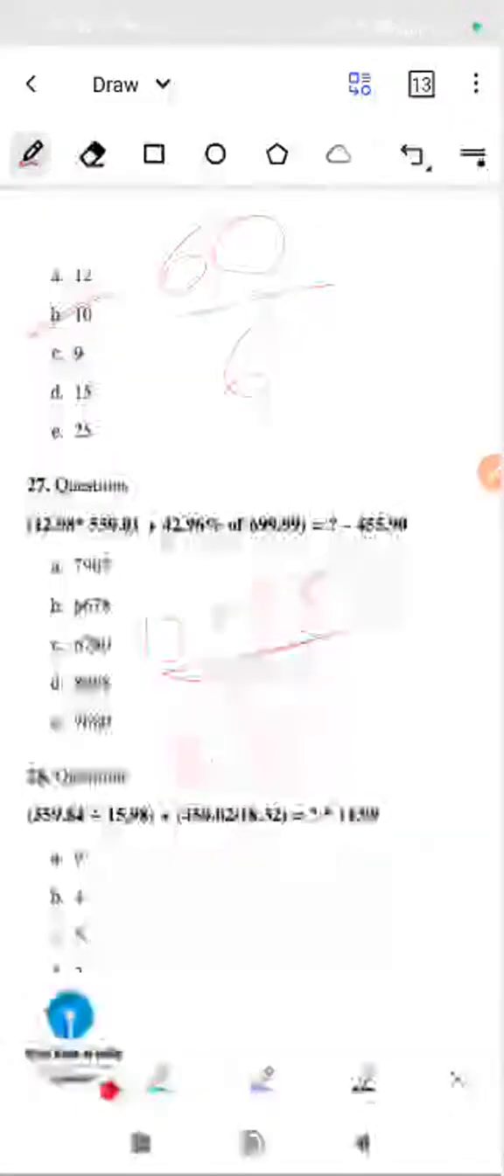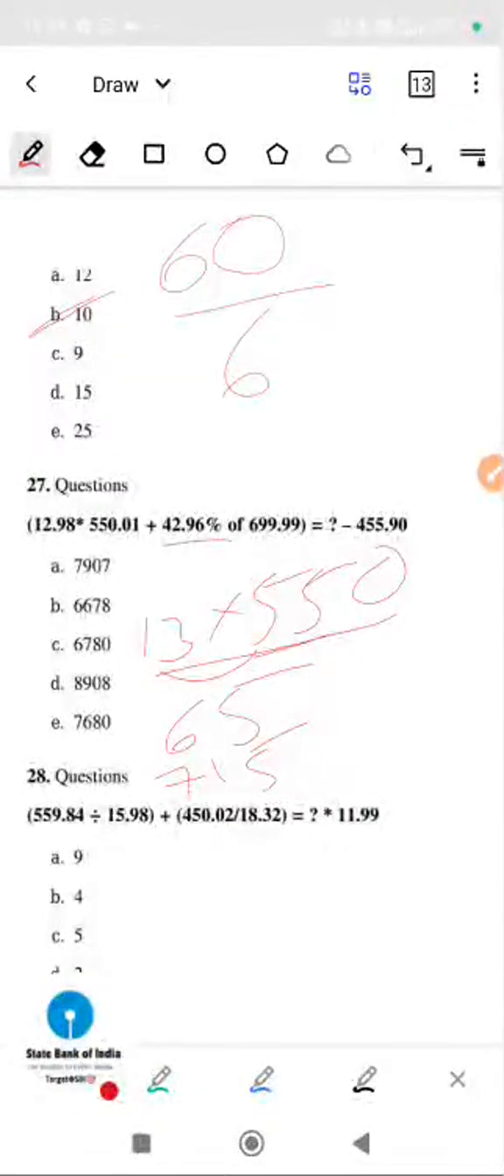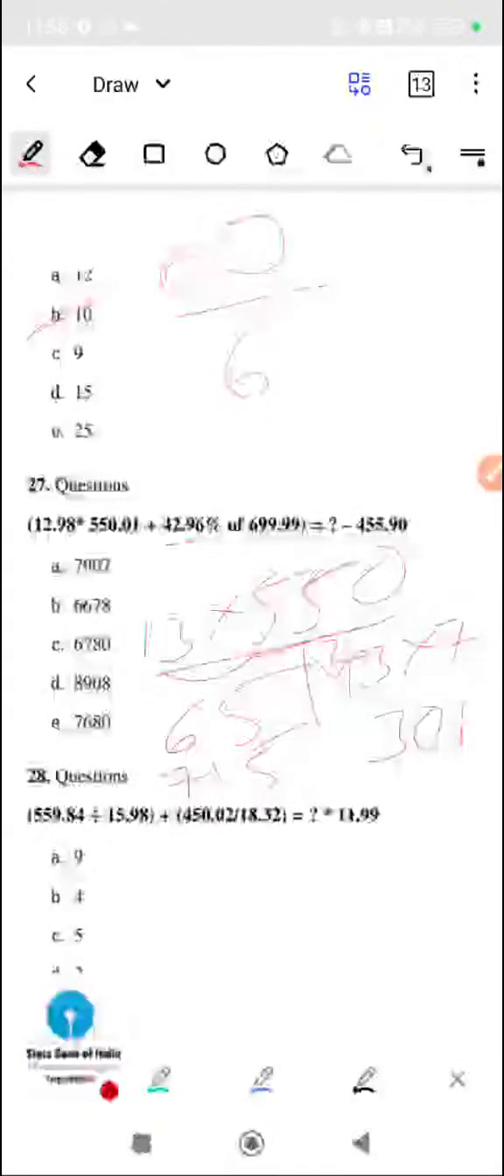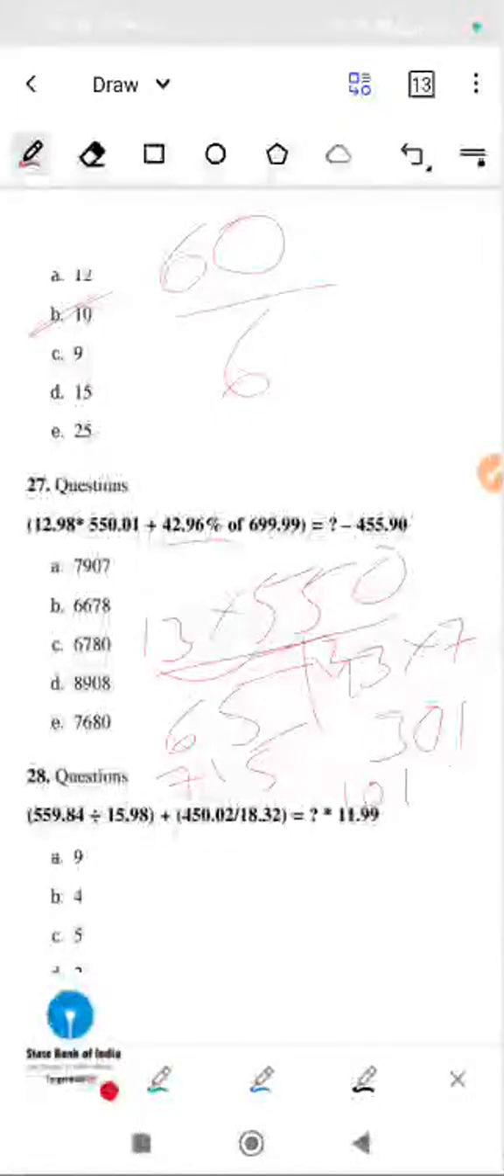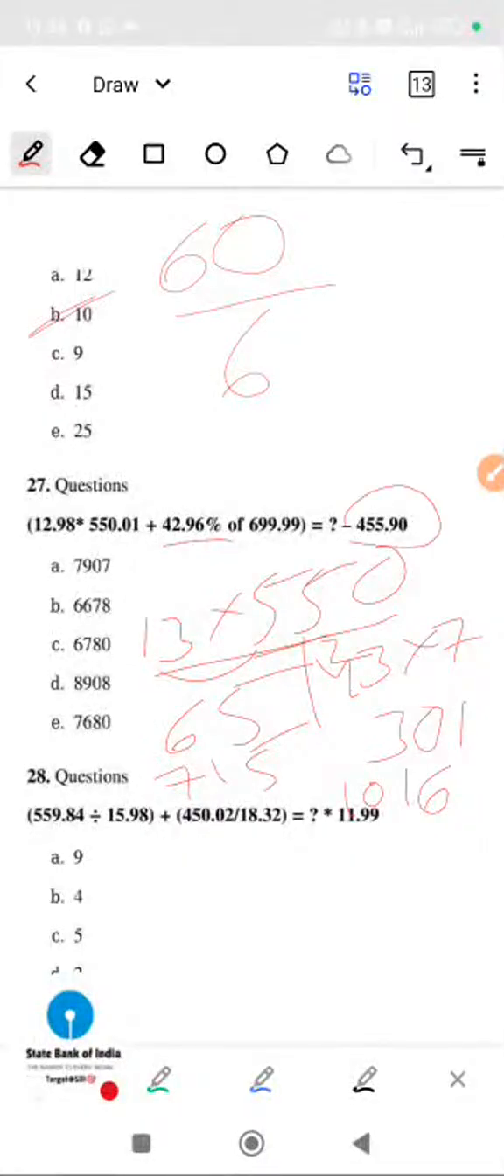So we get 715 plus this will be 43 percentage of 700. So 43 into 7 times we need to find. So 7 3 times 21, 7 4 times 28 plus 2 301. Adding these two, 715 plus 301, which will be 1016. 1016, and this plus 456.